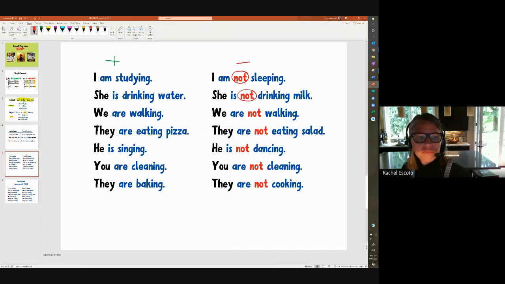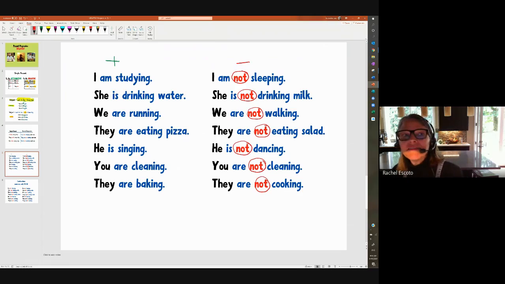Here we have, we are running. We are not walking. They are eating pizza. They are not eating salad. He is singing. He is not dancing. You are cleaning. You are not cleaning. I don't know why that's the same verb. This one says, they are baking, they are not cooking. Okay, so that's how we go from the affirmative to the negative.